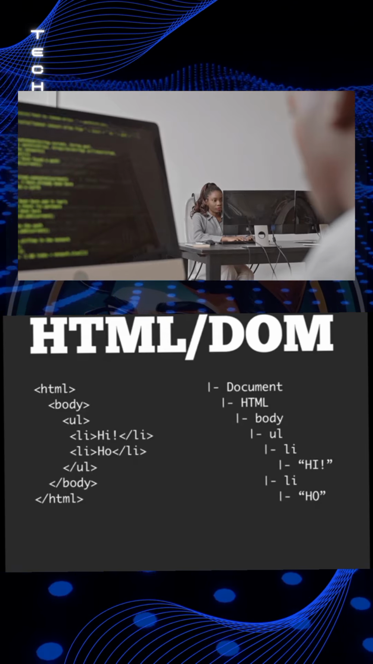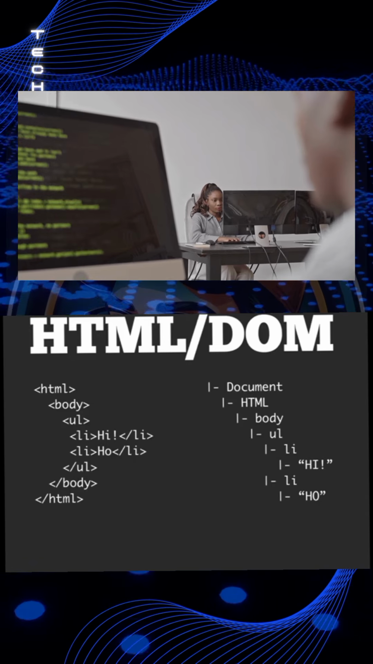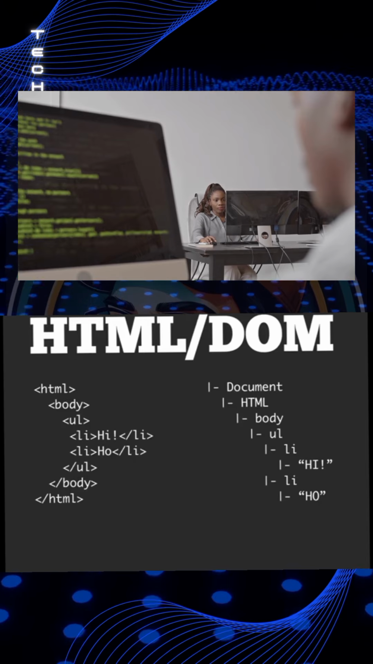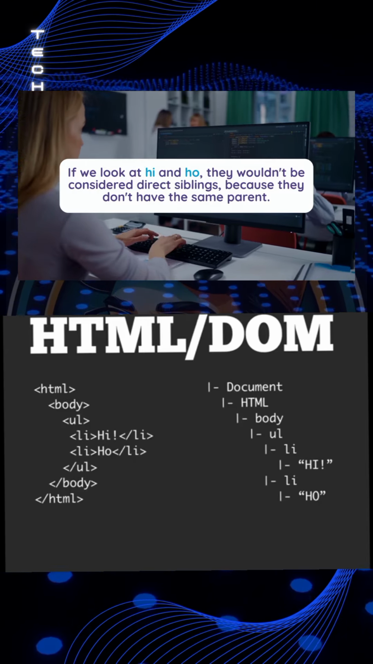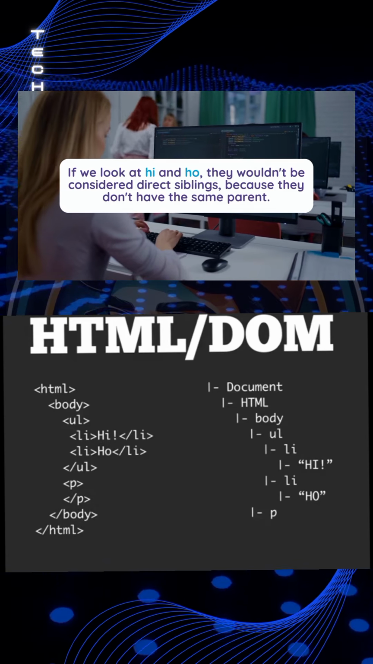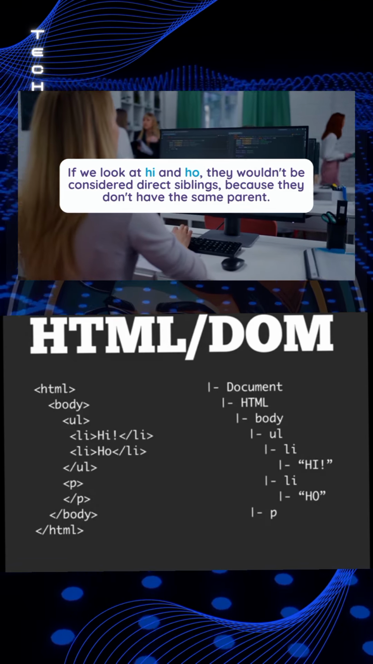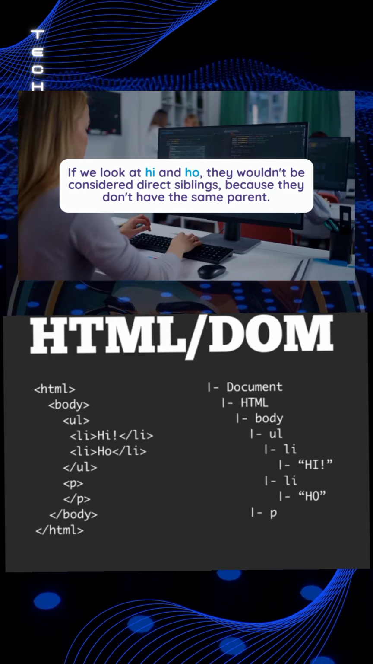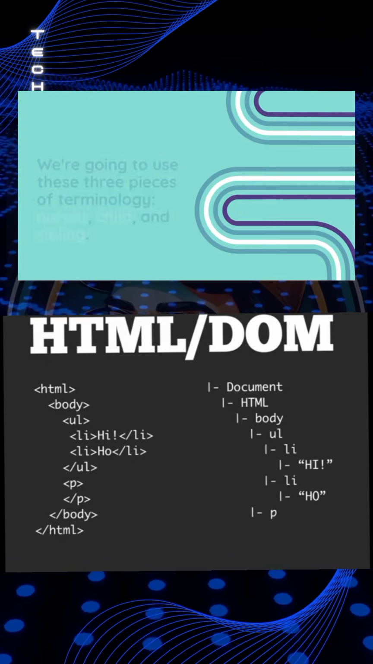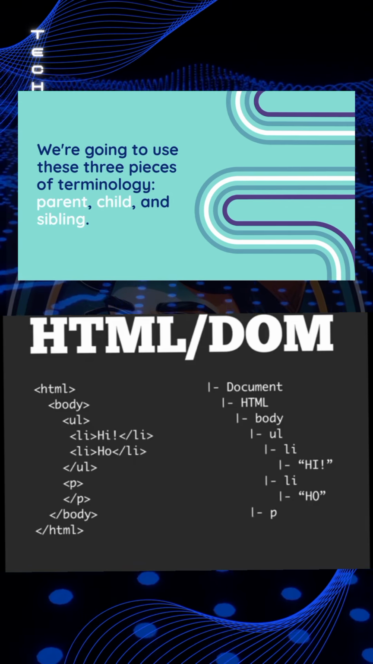And notice that our two list items are actually the same indentation on the left, and on the right, they are on plane with one another. So they are actually siblings. If we look at hi and ho, even though they're the same level of indentation, they wouldn't be considered direct siblings because they don't have the same parent. So we're going to use those three pieces of terminology: parent, child, and sibling.